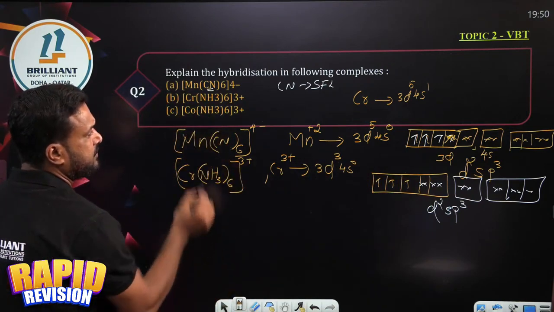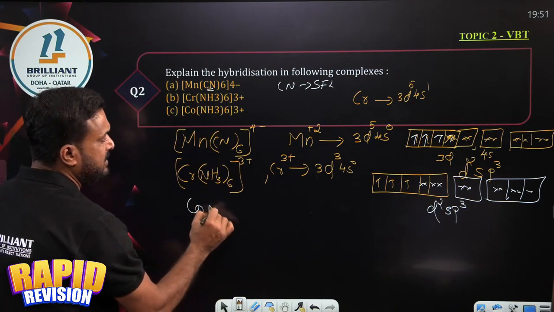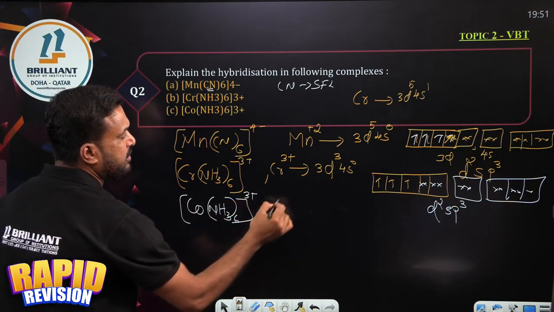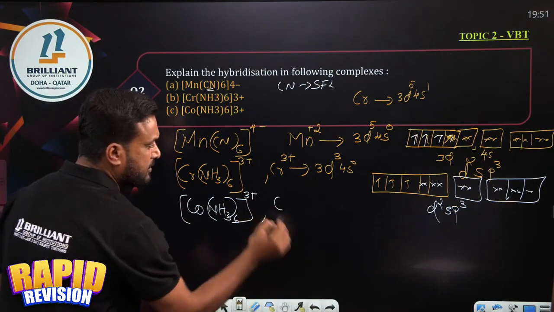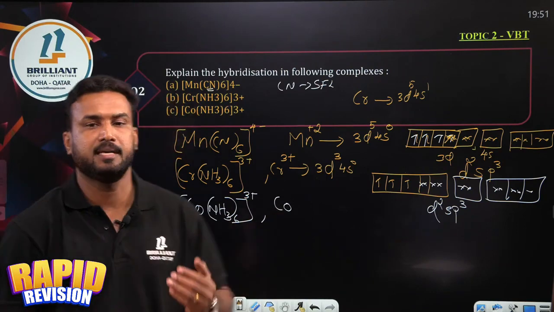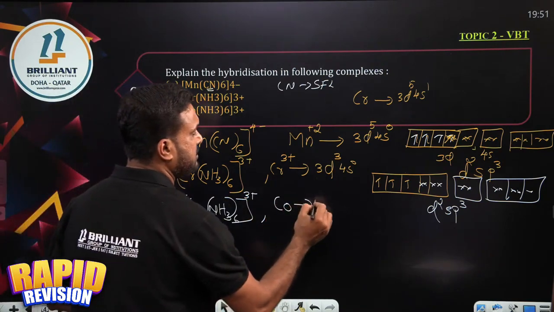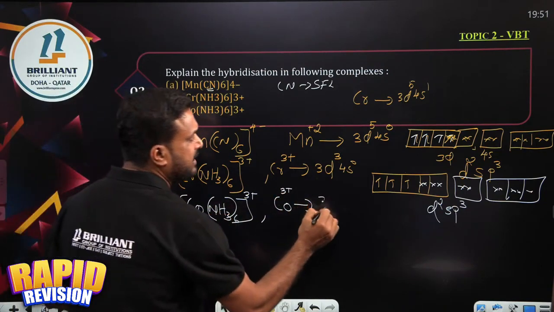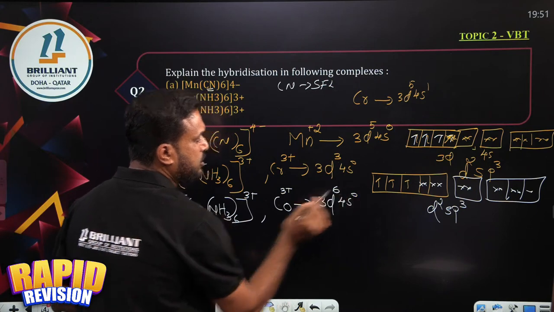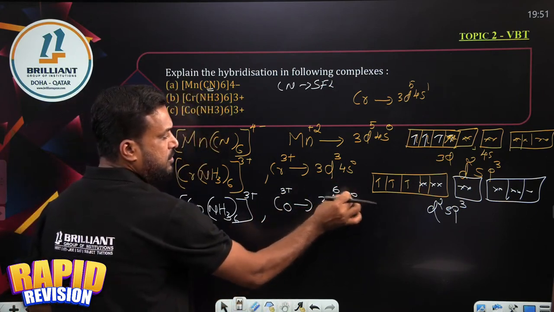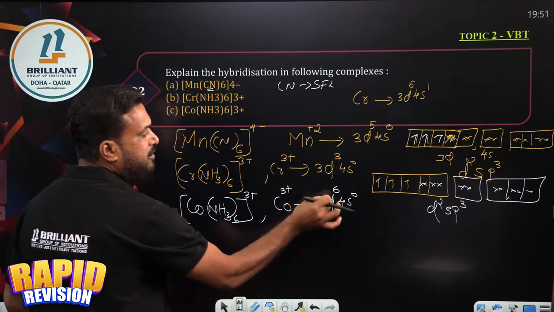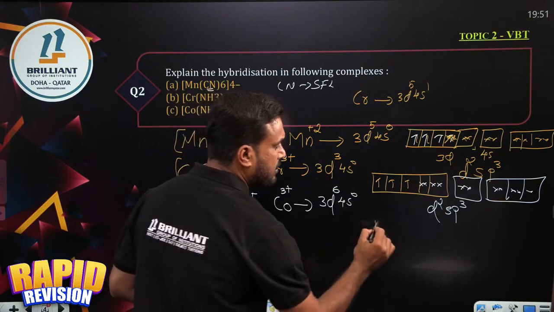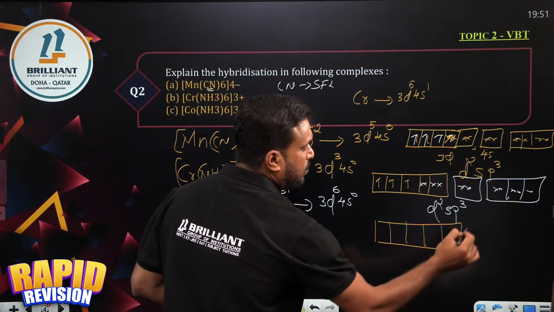What about the cobalt? Cobalt, let us see, [Co(NH3)6], coordination sphere 3 plus. Here also I can write the oxidation state of cobalt as what? Cobalt is 3 plus, because ammonia is 0. So I can write 3d6 4s0, because cobalt normally is 3d7 4s2. With 3 electrons lost, we get 3d6 4s0. So we can draw the d subshell, and 4s is here.